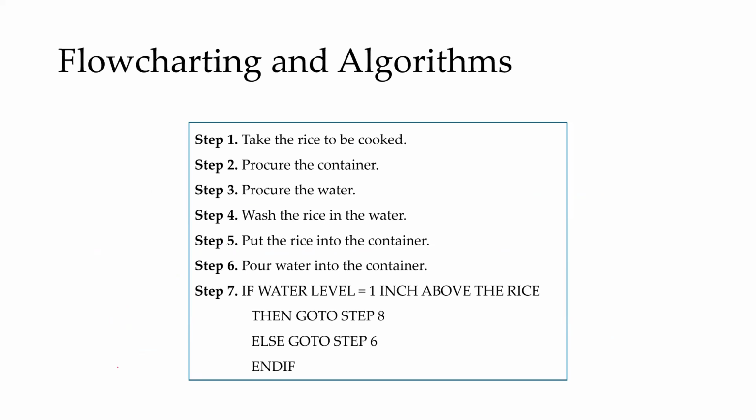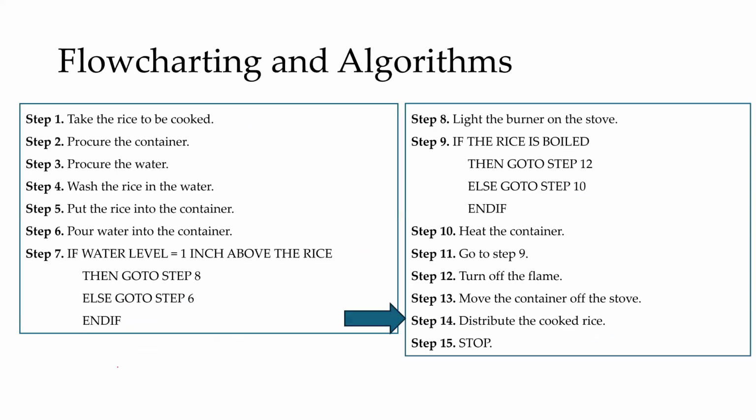And let's cook rice together. In this example, as you see, we have a pseudocode. Actually, it is similar to human language, as you know, and we are explaining the problem solution step by step. Step one: take the rice to be cooked, and then procure the container. For example, take the container, take the water, and wash the rice in the water. Put the rice into the container, pour water into the container.